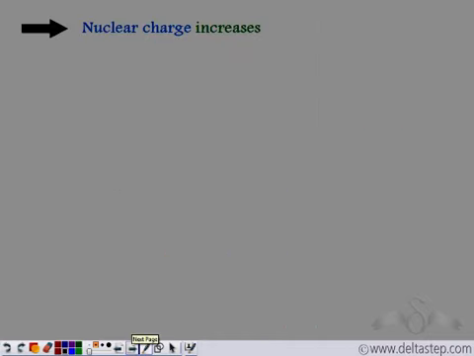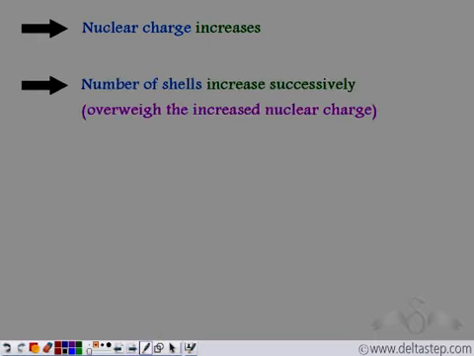Let's revisit how there is a change in the ionization energy when we move from top to bottom in a group. So we know that nuclear charge increases when we move from top to bottom. Also, in a group, the number of shells increases successively. The increased nuclear charge tends to pull the outermost shell closer to the nucleus, but the increase in the number of shells outweighs the increased nuclear charge. So in effect, the atomic size increases due to the increase in the number of shells.